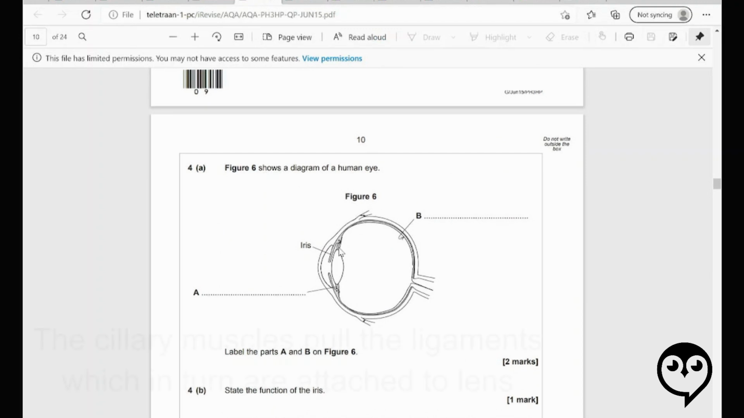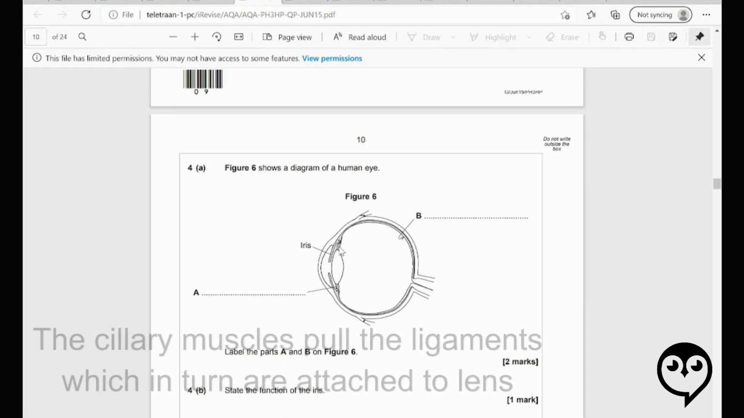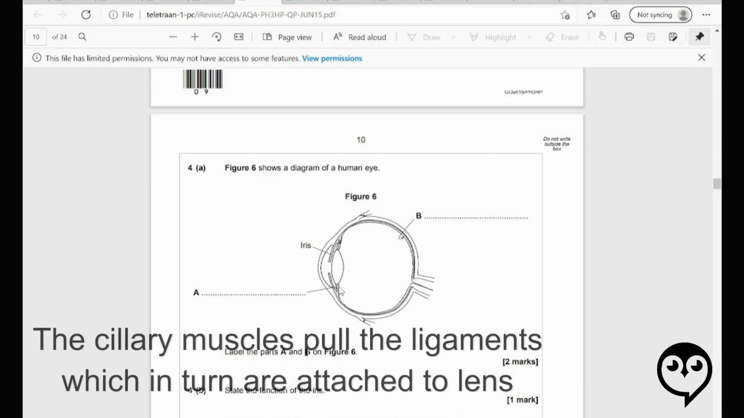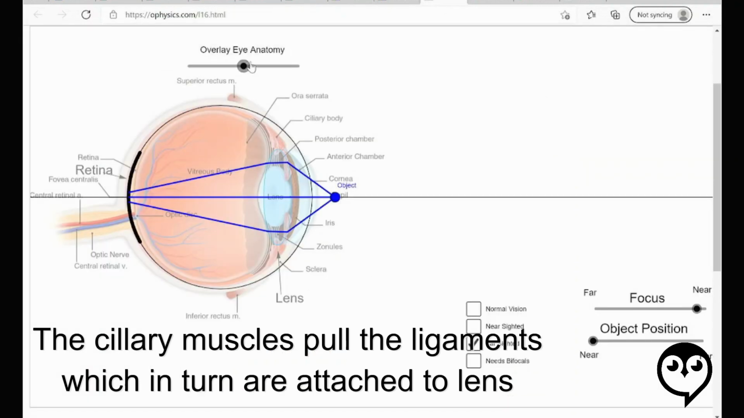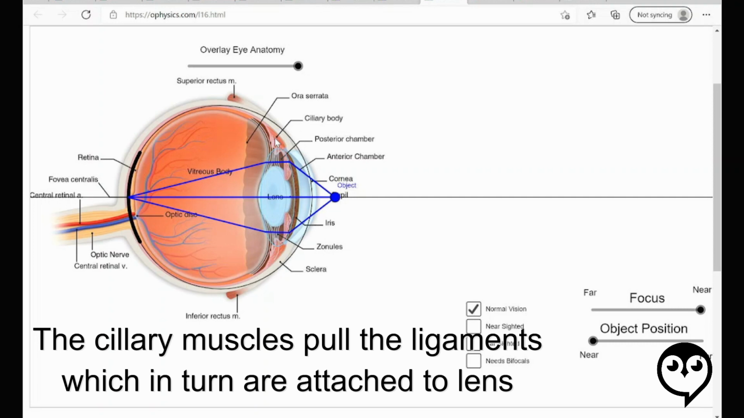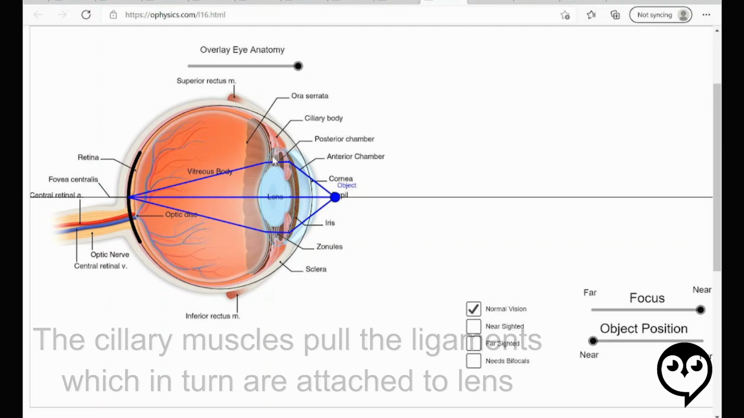Suspensory ligament. Okay, that's holding the lens. These are ligaments which hold the lens and change the shape of the lens. I think if we go to here, ciliary body. Yeah, the ciliary muscles do pull the shape of the lens.